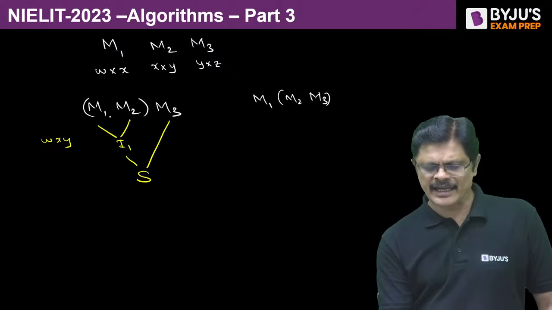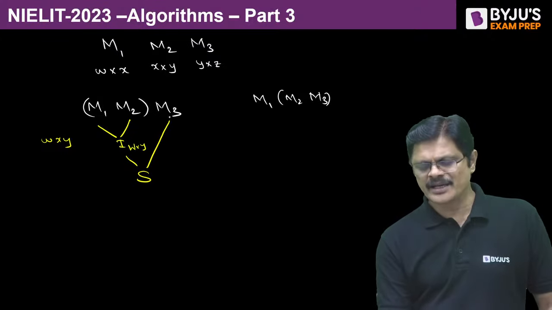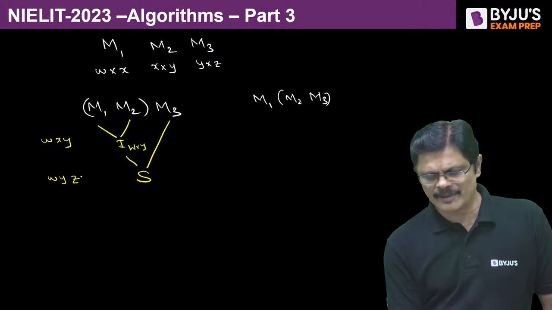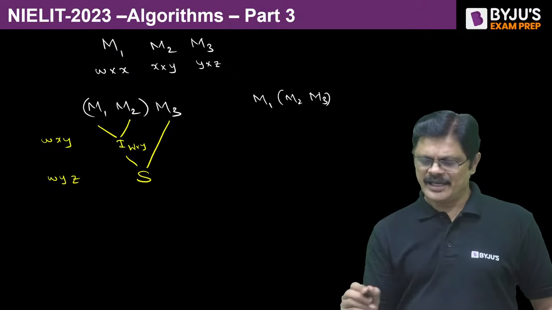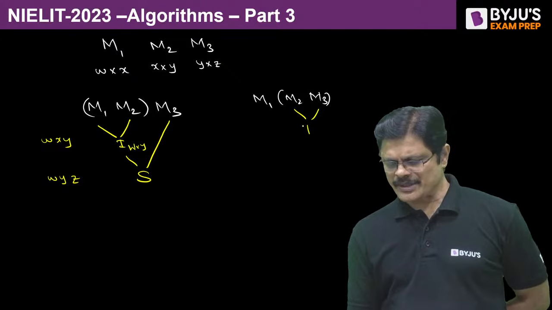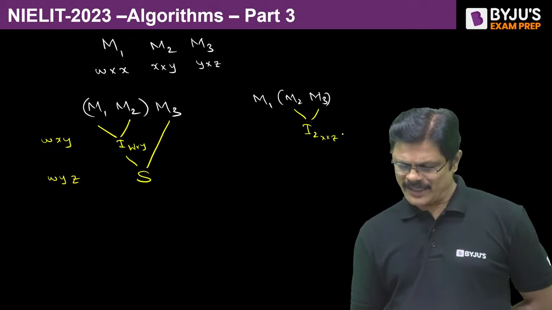So this is again M1 by M2, which is a W by Y matrix multiplied with a Y by Z matrix, meaning you require WYZ multiplications. If I do it in this order, M2 times M3, it produces an intermediate matrix of order X by Z, and this requires how many multiplications?